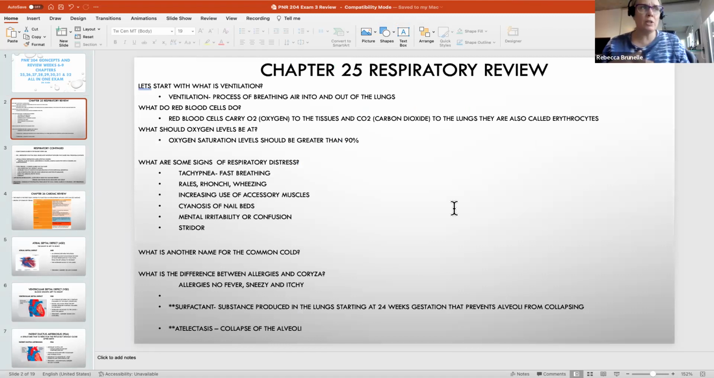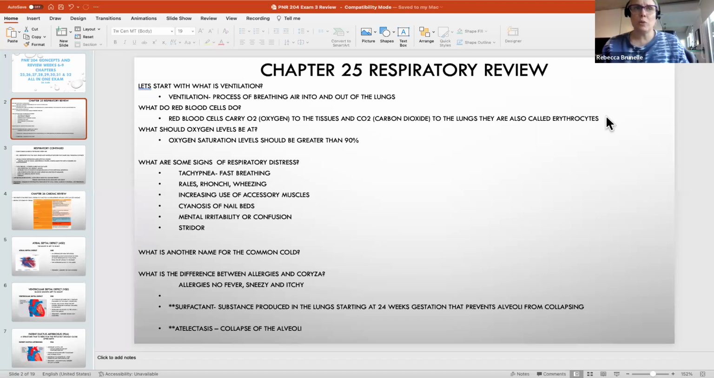You need to know the basic process that ventilation is the process of breathing air into the lungs and then exhaling. So you're breathing in oxygen and you're exhaling CO2. And you need to know about red blood cells, about hemoglobin, which are the proteins attached to red blood cells. So they carry both oxygen and carbon dioxide. We think of them primarily as being the oxygen carrying molecules. And you need to remember that erythrocytes is just the medical term for red blood cells.